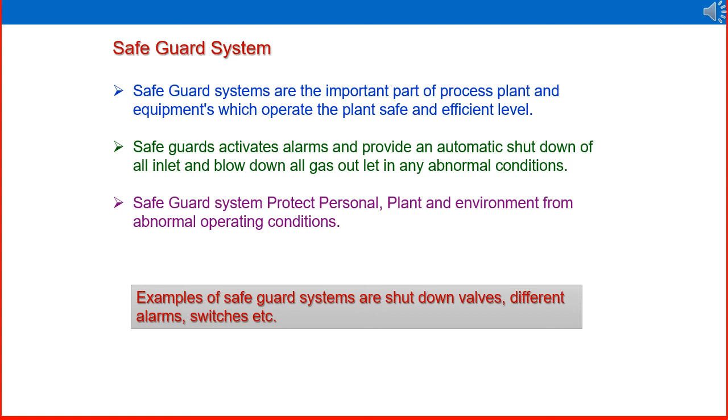What are the abnormal operating conditions? Maybe pressure high, pressure low, level high, level low, temperature high, temperature low, high vibration, gas leak, fire, or instrumentation pressure low. Various examples are there, and one by one we will discuss them. Examples of safeguard systems are shutdown valves and different alarms and switches.